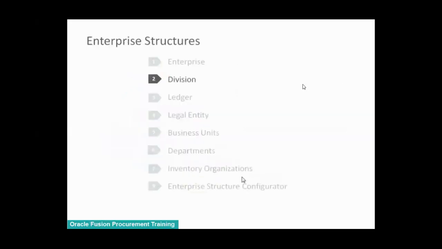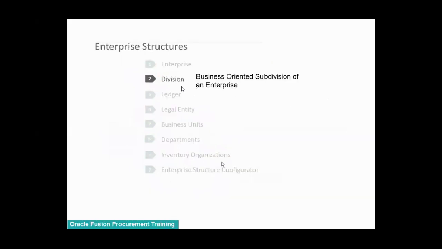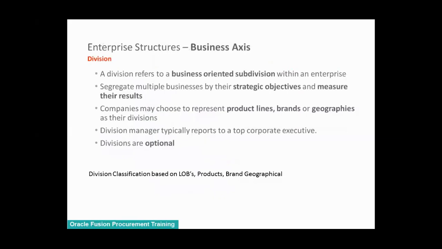Okay. And just now we discussed the divisions. Divisions are sub-divisions of an enterprise, and they can be classified based on line of business, product, or geography. Line of business is nothing but, again, the verticals. The verticals we are into: airlines, telecommunications, oil and gas, or the banking sector. That is called lines of business.